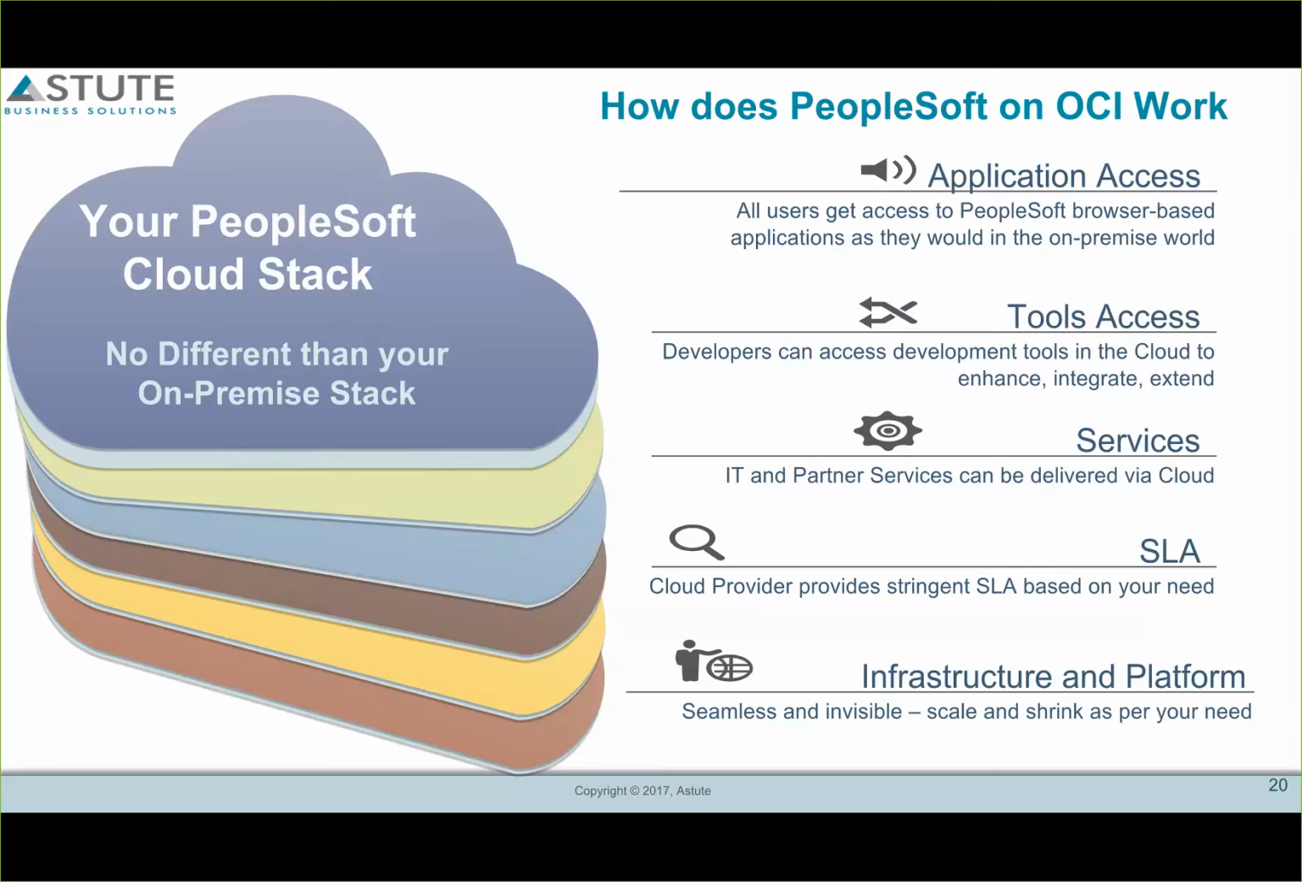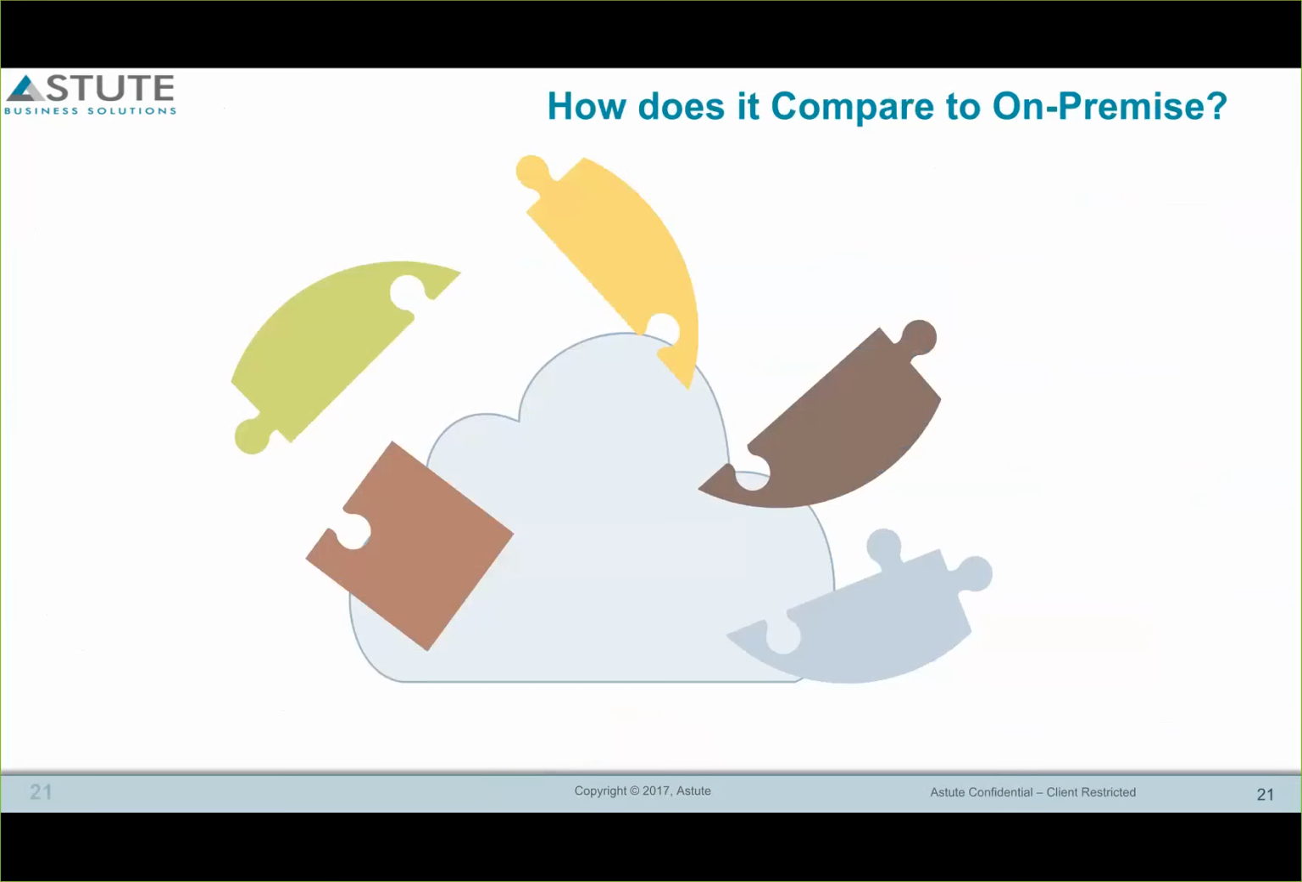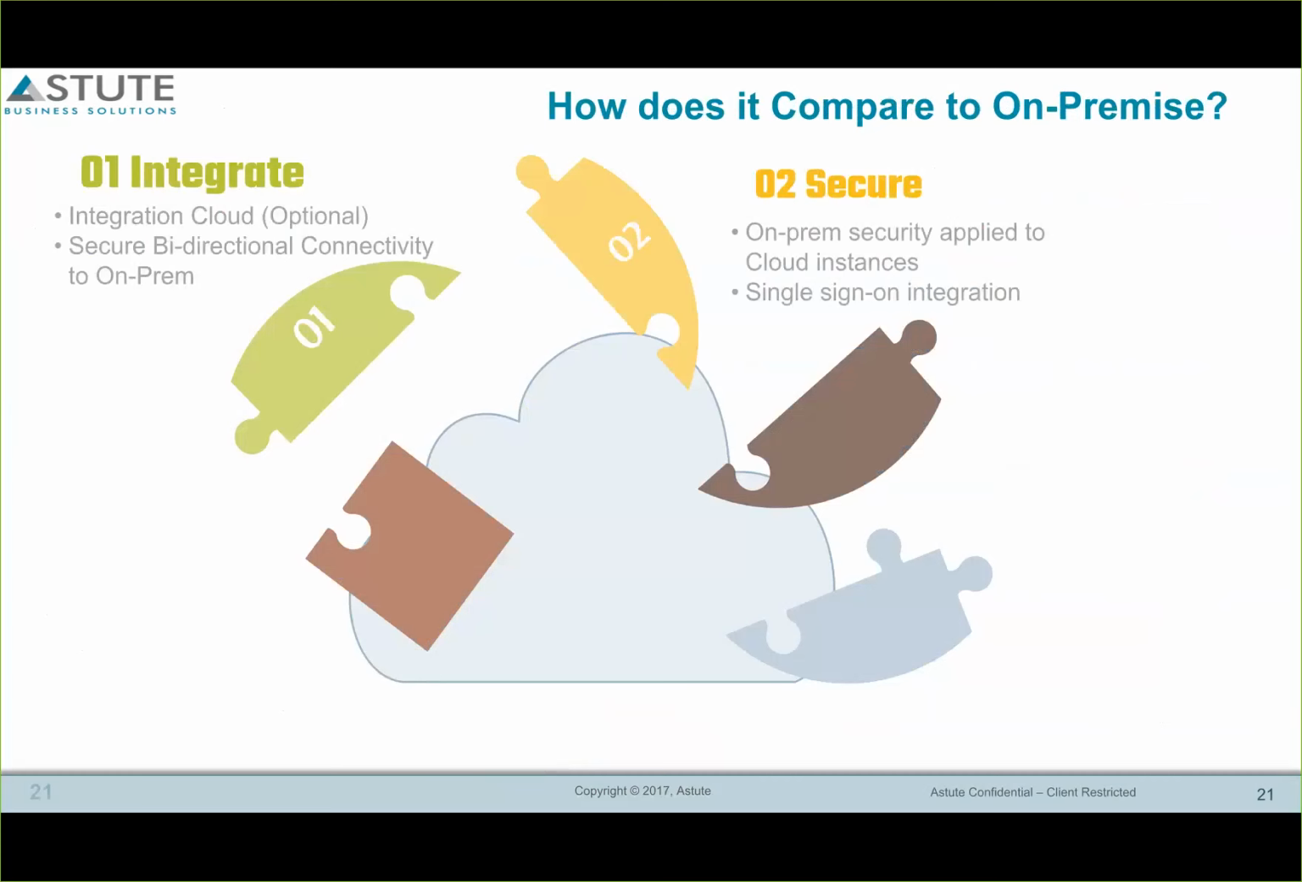You don't have to make these decisions up front. You can continue to evolve your cloud model as you get more and more sophisticated and as you get more comfortable with it. So just a brief comparison of how all of this would compare with an on-premise model. Integration, you have the option to use Oracle Integration Cloud if you want to do that. If you don't want to do that, you will have secure network connectivity between cloud and on-premise.